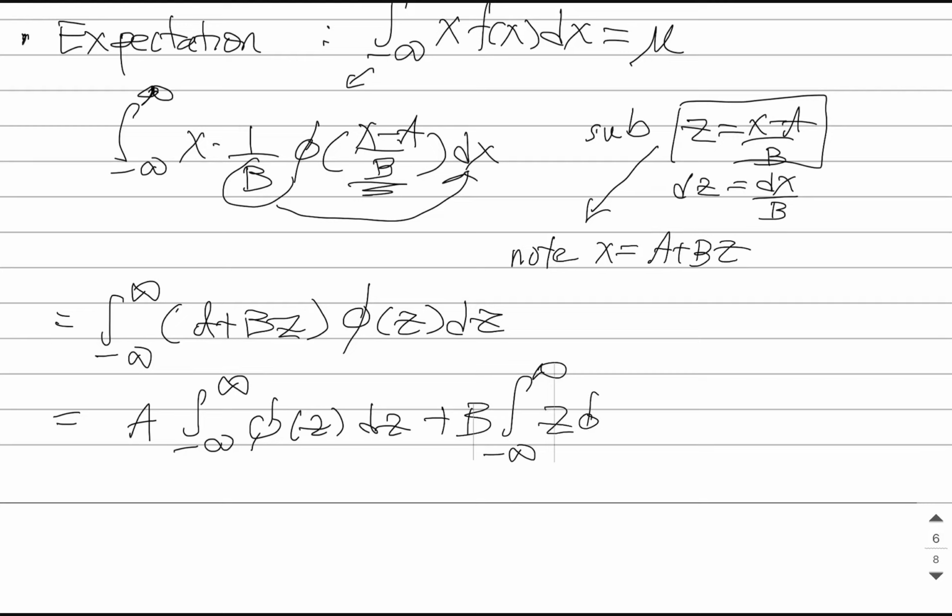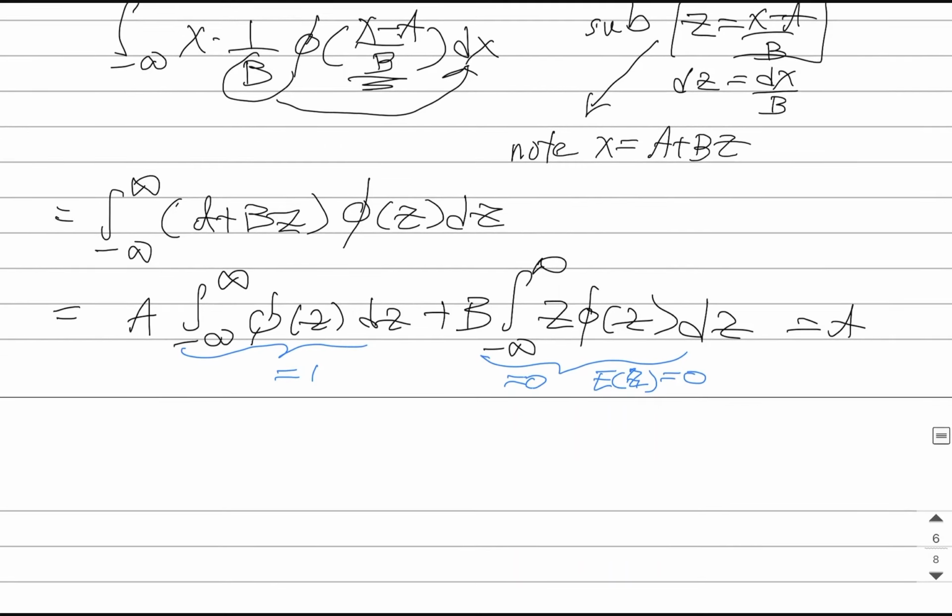So it's going to turn out that we end up with the following. This is equal to 1 by the definition of a density, the standard normal density. And this is equal to 0 because this is the expectation of the standard normal. So at the end of the day, all we're left with is a. And this determines one of the constants. Because we want the expectation of this new normal to be mu, we've determined that a is equal to mu.